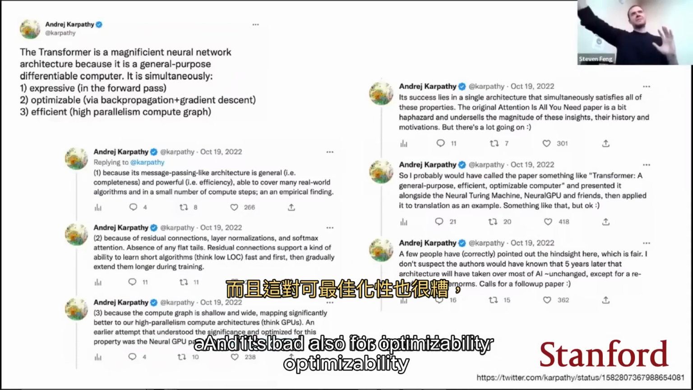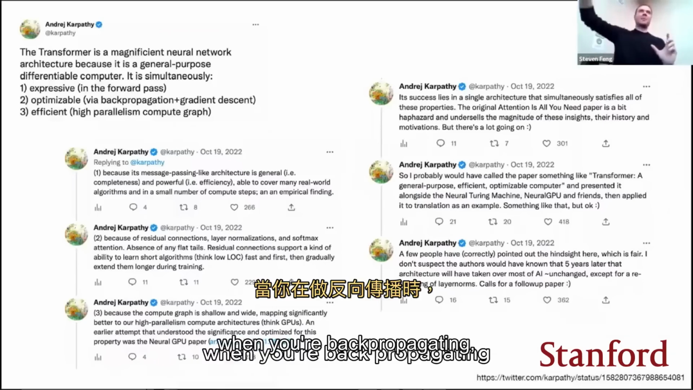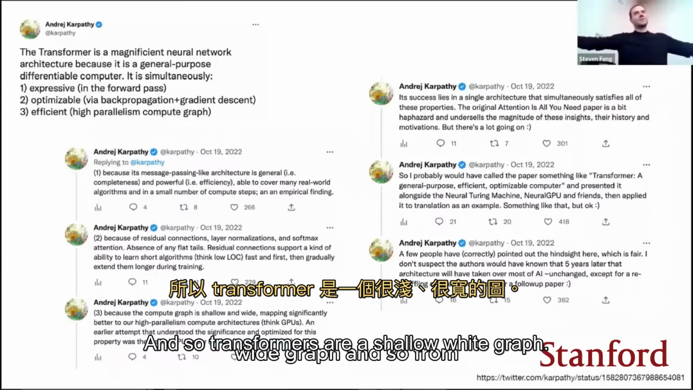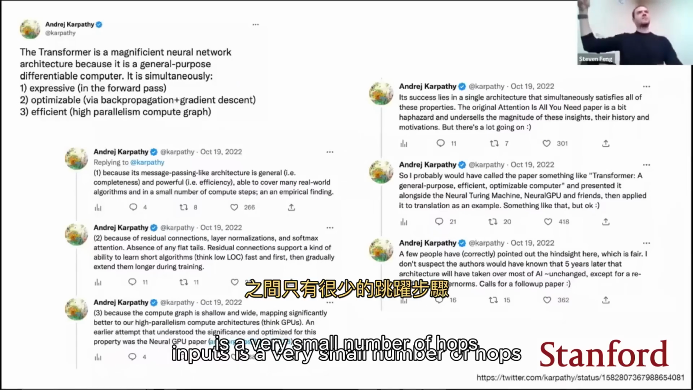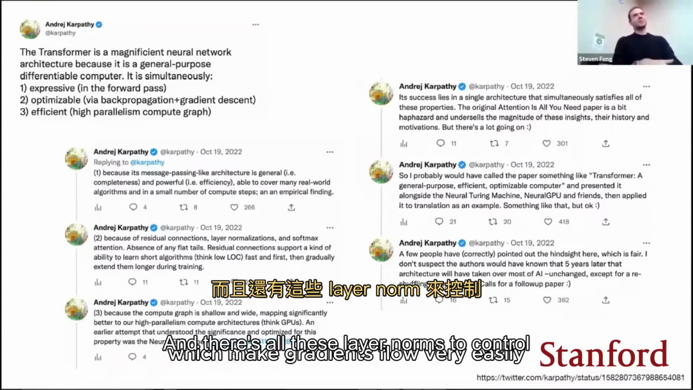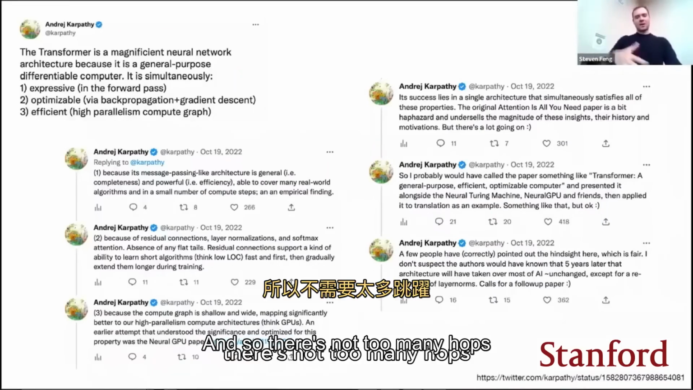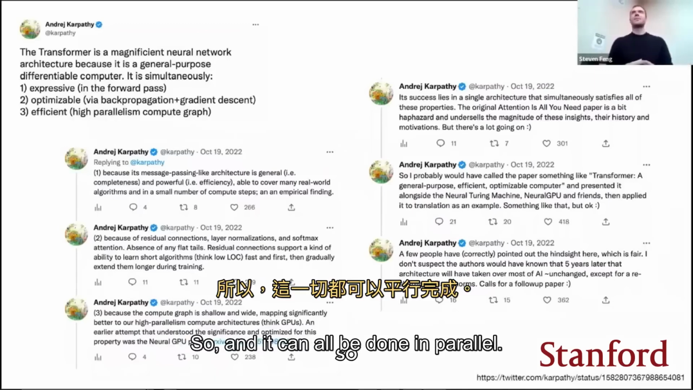And it's bad also for optimizability because, I don't exactly know why, but the rough intuition is that when you're backpropagating, you don't want to make too many steps. Transformers are a shallow, wide graph. From supervision to inputs is a very small number of hops, and it's along residual pathways, which make gradients flow very easily. And there are all these layer norms to control the scales of all of those activations. So you're going from supervision to input very quickly, and it just flows through the graph. And it can all be done in parallel.